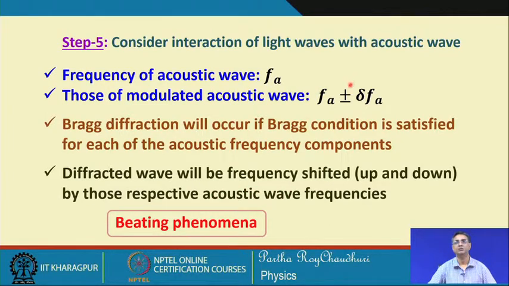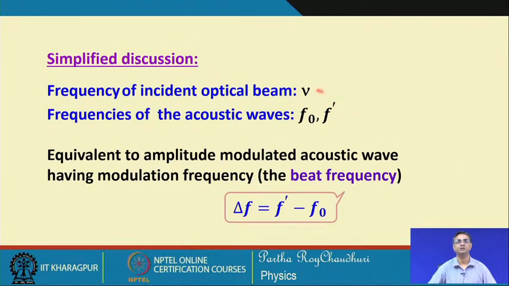So, if you have, let us say, f a plus delta f a, this is a frequency which is more than f a, and there will be another frequency which is less than f a, that is f a minus delta f a. These two correspond to upshifted and downshifted frequency components. Now, we will make a simplified discussion, because you have more parameters coming into play: delta theta 0, delta theta a and delta theta f.